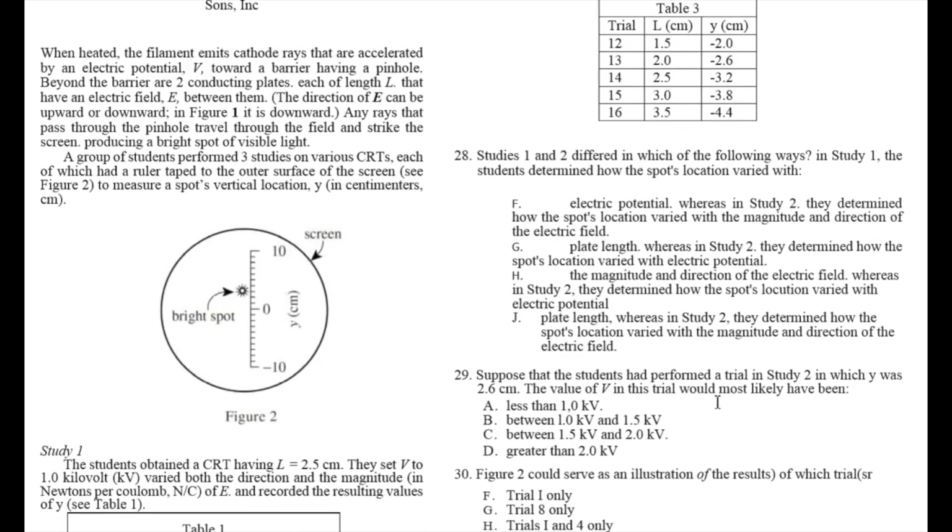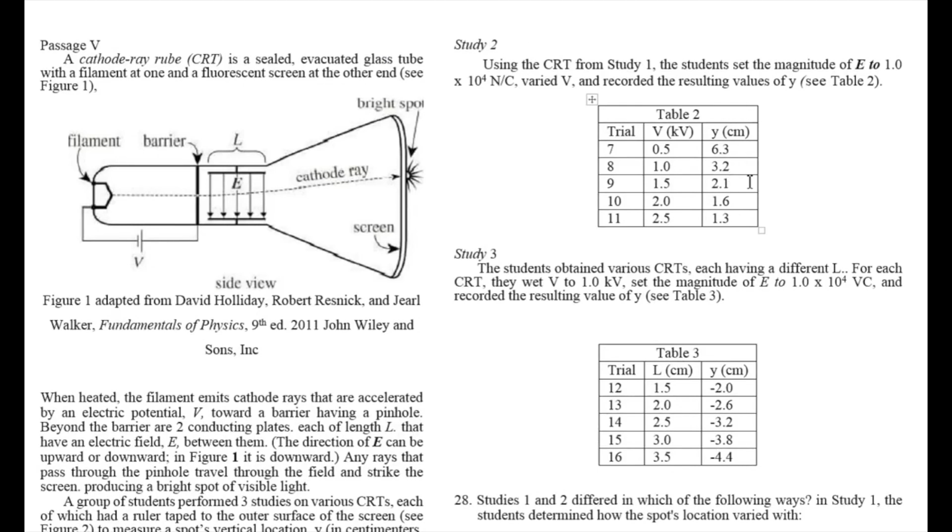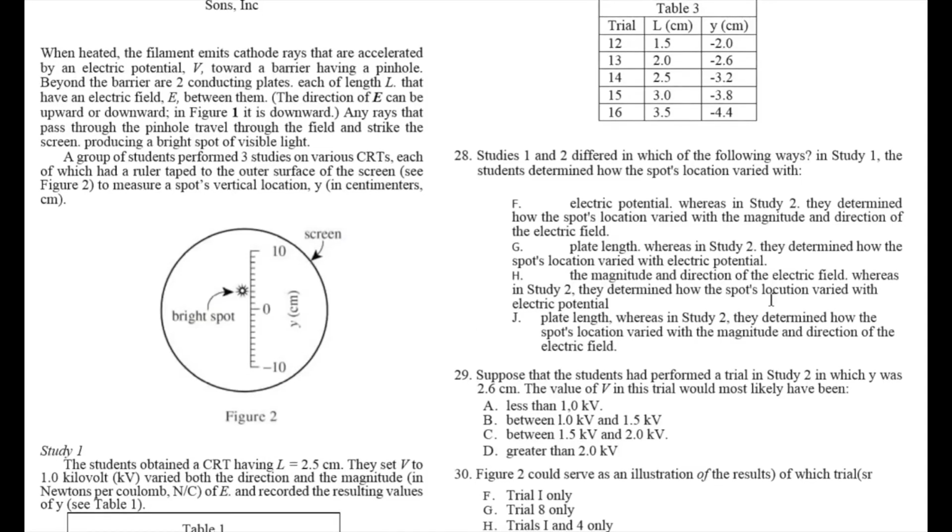Let's go back down to the question and see what they're asking for specifically. In study 2, we're looking for where Y would have been 2.6 centimeters. So although we don't have a point right at 2.6 centimeters, we see that there are two right around there. We have 3.2 centimeters and 2.1 centimeters. And because the trends are very nice here, as we increase V, Y always decreases, we can make an educated guess about where we would find 2.6 centimeters for Y, probably in between 2.1 and 3.2 centimeters, or in between 1.5 and 1 kilovolts for V. So let's scroll back down to the available answers. A is less than 1. B is right in that sweet spot that we talked about, where it's between 1 kilovolt and 1.5 kilovolts. So B is the correct answer in this case.